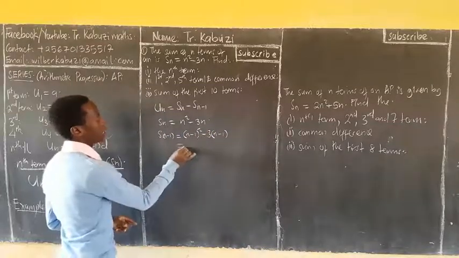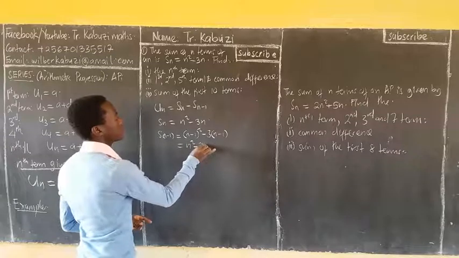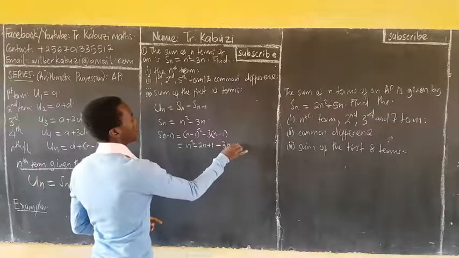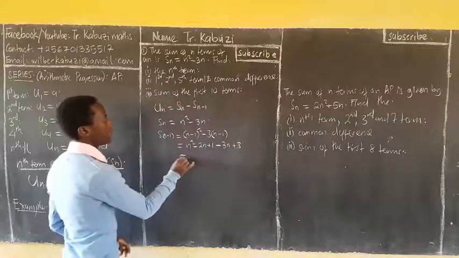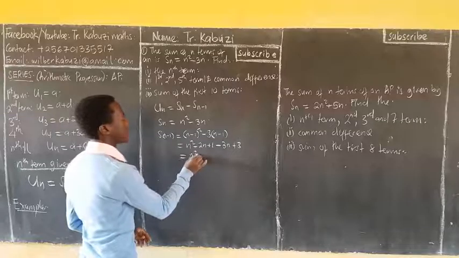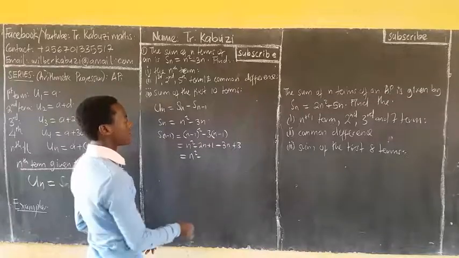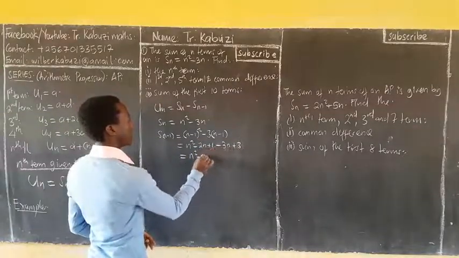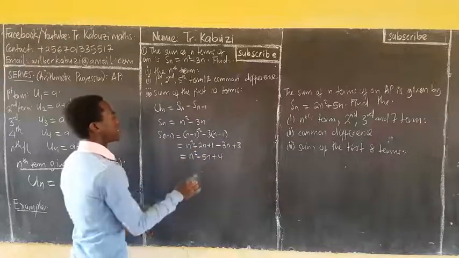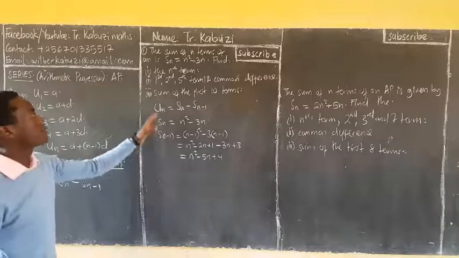So when you expand this, we get, then minus. So if you simplify this, you see you have n squared minus 5n then plus the 4. So this is S(n minus 1). So you put it here.